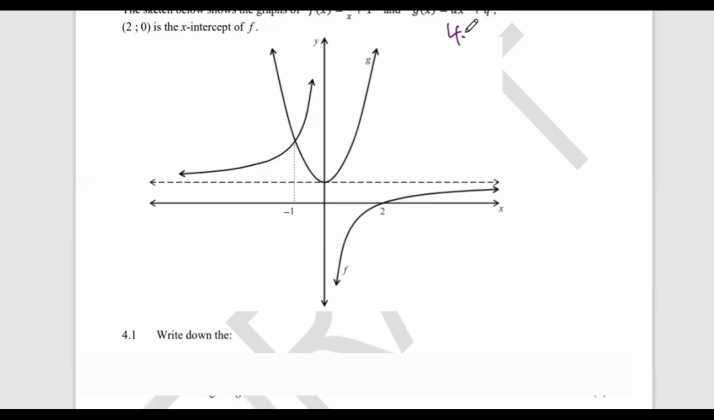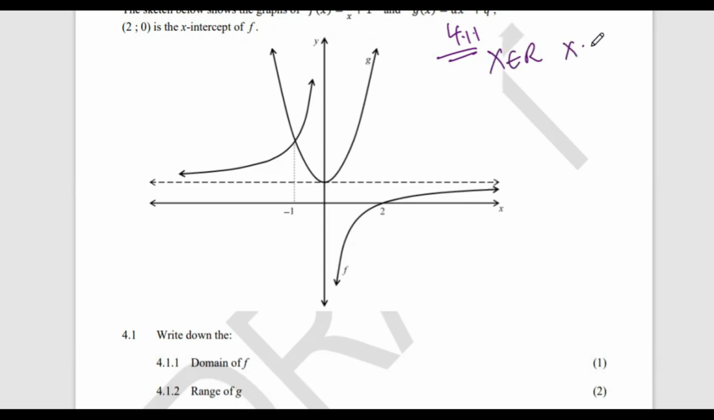4.1.1, they want the domain of f. What is f? f is the hyperbola. Remember, the domain, those are x values. So this graph, we said, can stretch to the negatives, can stretch to the positives, but it should never cut through the y-axis. So x cannot be 0. That's how you state it.